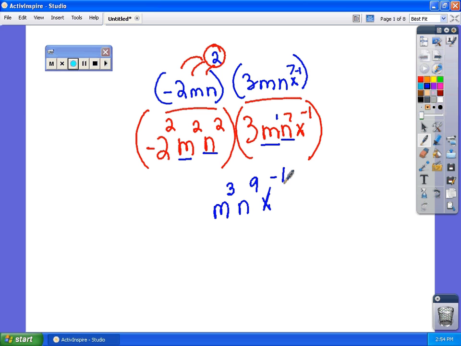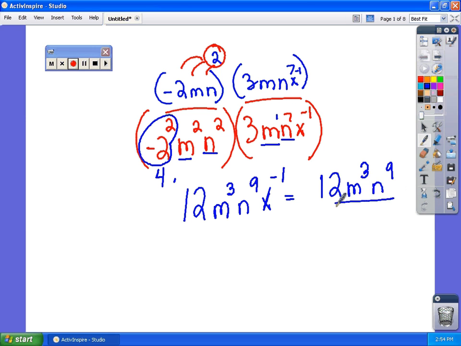And then negative 2 squared. This you can solve because it's okay that it's a negative base, so you get 4. And then 4 times 3 is 12. And you're not done yet because you have a negative exponent, so that goes to the denominator, so you get m cubed, n to the ninth power, all over x to the first, which I could just write as x. The next one.